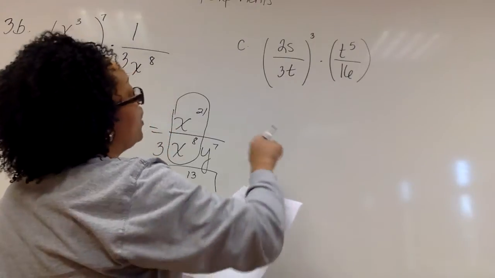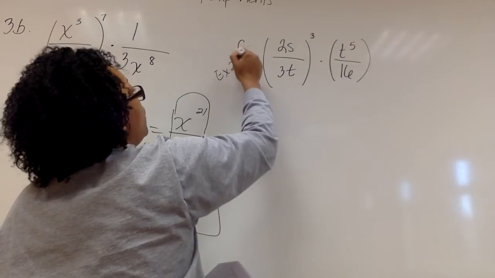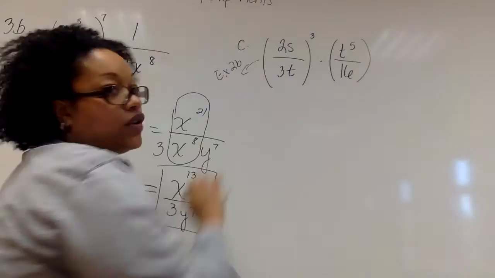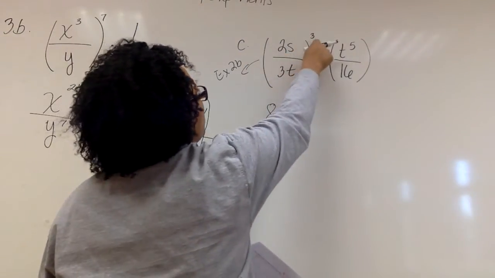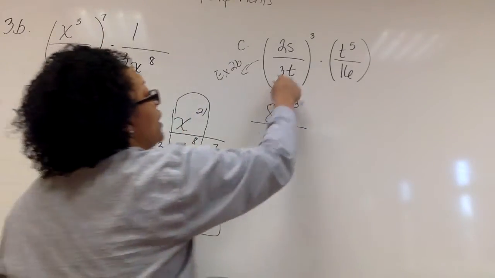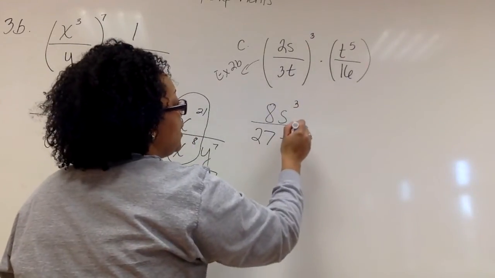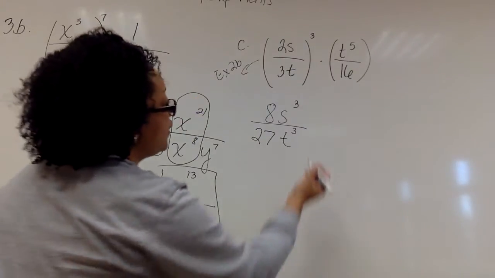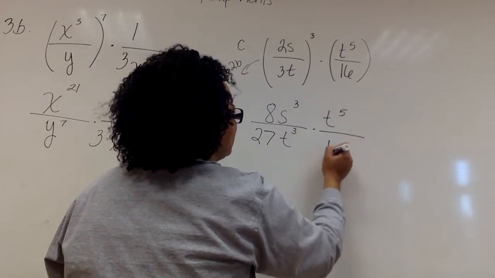This piece right here is just like example 2b. If you're looking at your notes, what we did for example 2b is what we're going to do right here. 2 to the 3rd power is 8. s to the 3rd power is s cubed. 3 to the 3rd power is 27. And t to the 3rd power is t cubed. So my first piece is taken care of. Now let's add the second piece, t to the 5th divided by 16.